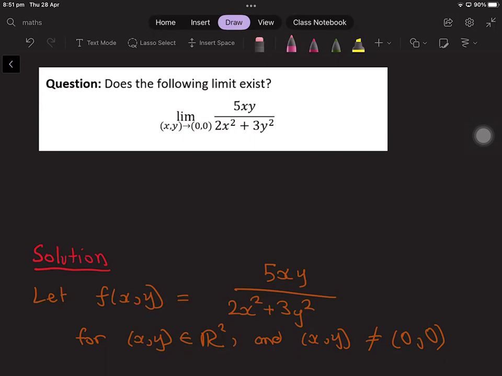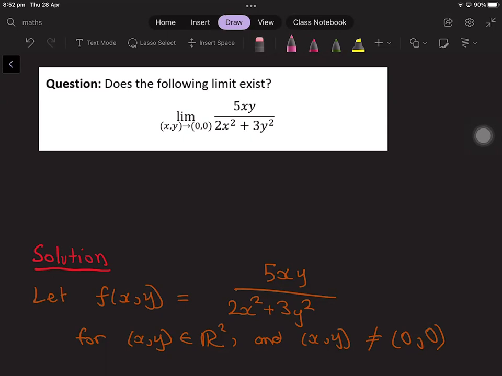If you like, you can have a go at this question yourself before looking at the solution. You can pause the video if you wish. Okay, let's have a look at the solution now.